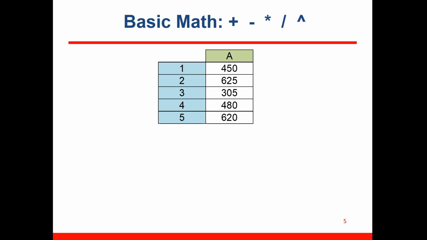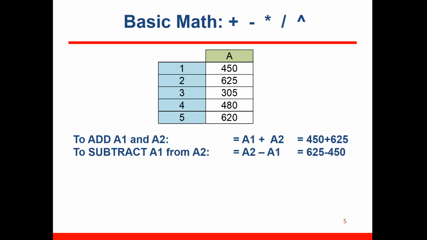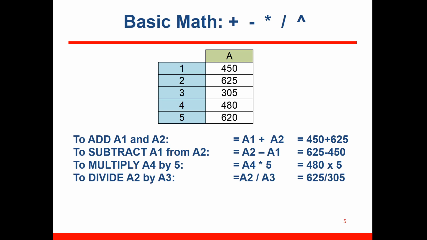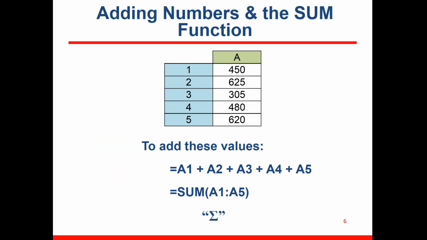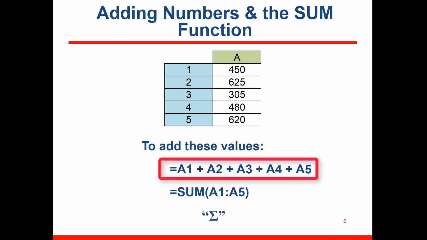Using the given data, add A1 plus A2, subtract A1 from A2, multiply A4 times 5, divide A2 by A3, square A3. There are 2 ways to add a column of values. The first and longest way is to use the plus sign and point to each of the cells in the column. In the cell where you want the total, begin with the equal sign. Point to the first cell in the list, its border will flash. Press the plus sign, and then point to the next cell in the column. Repeat down the column, and finish by pressing the Enter key.